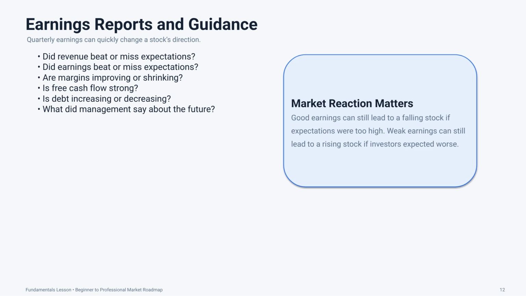Guidance is very important because the stock market looks forward. A company may report good numbers, but if management gives weak guidance, the stock can still fall. At the same time, a company may report weak earnings, but if investors expected even worse results, the stock can still rise. The main idea is earnings matter, but expectations matter too. The market reacts to whether results are better or worse than what investors expected.